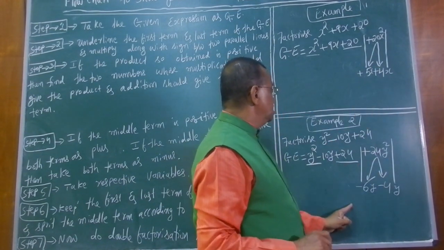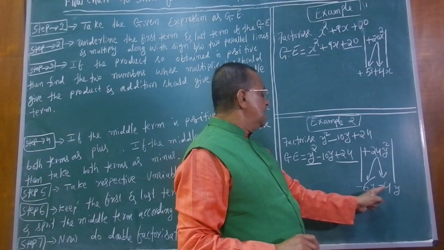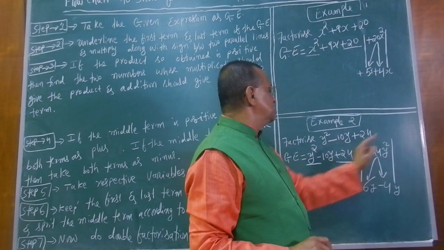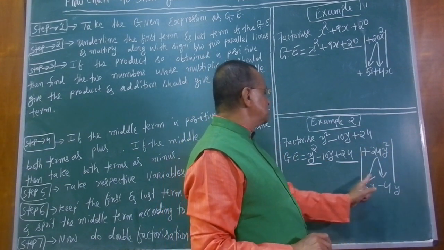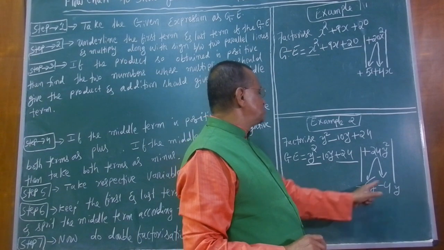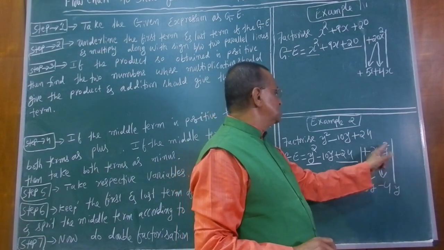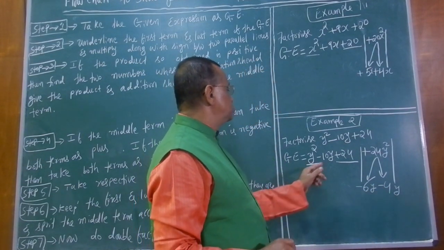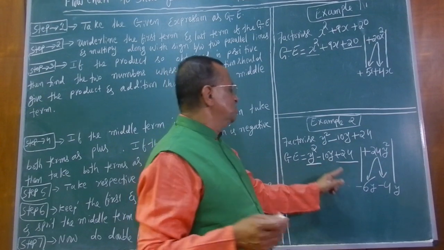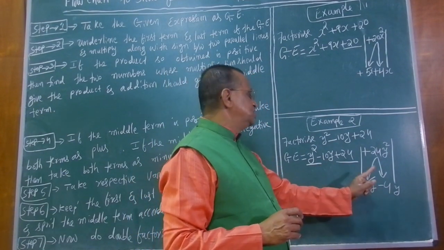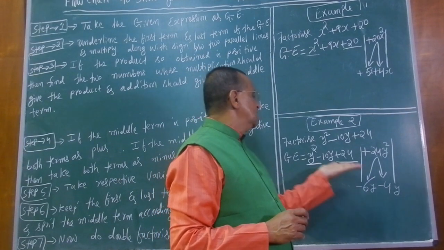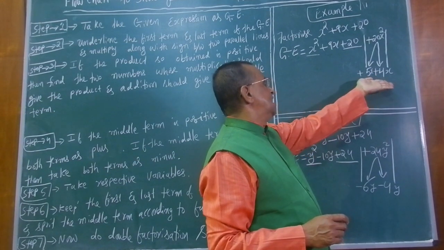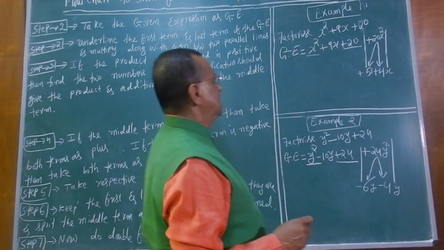In the second case, see here, minus 6y and minus 4y on multiplication once again gives plus 24y square. You know minus into minus is plus, 6 into 4 is 24, y into y is y square. But minus 6y and minus 4y on addition gives minus 10y. As you all know, if there are same signs, write the same sign, therefore it becomes minus 10y. Similarly, it becomes plus 9x in the first case.